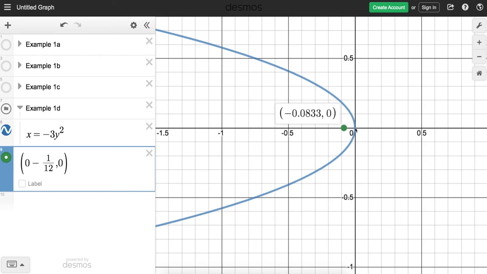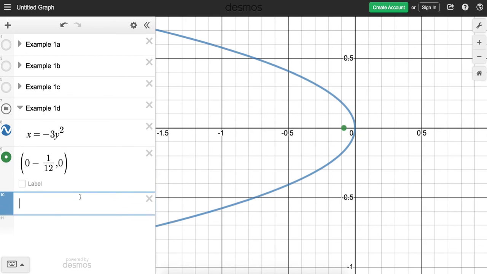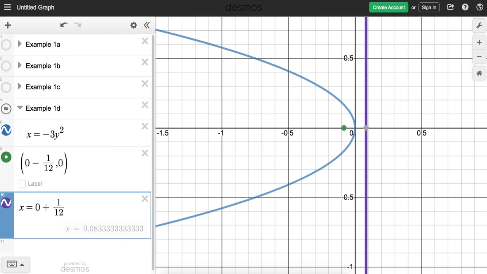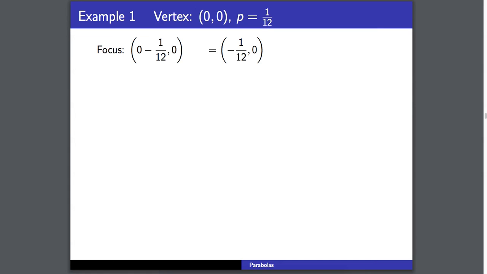Our directrix line, we want to go the opposite way. So if we're going to go to the right 1/12 of a unit from our vertex for our directrix line, it's going to be x equals 0 plus 1/12, which gives us this vertical line through 1/12 on the x-axis. So our directrix line is x equals 1/12.